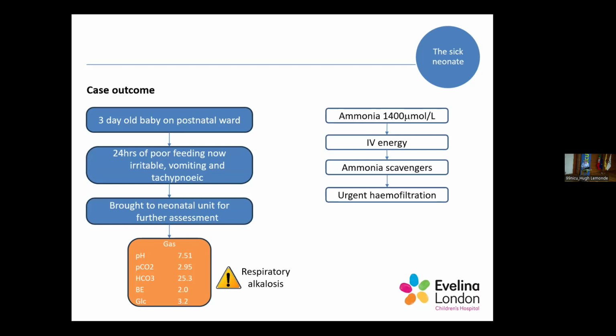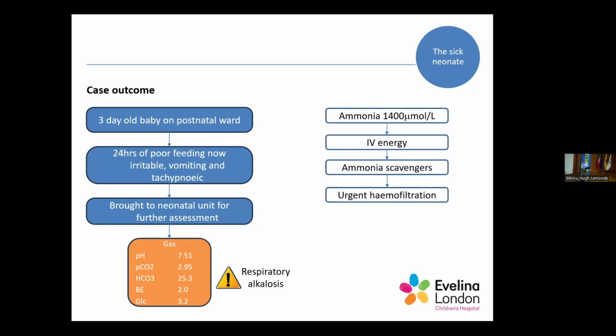So this was a boy who got brought to the neonatal unit. This was recognized very quickly. And ammonia measured initially was 1400. So this is very high. This is a medical emergency. And he received IV energy, scavengers, and was on a hemofilter within 3 hours. And despite getting onto a hemofilter very quickly, ammonia was 3000 before going onto the hemofilter. This is a very high ammonia, which is really worrying.